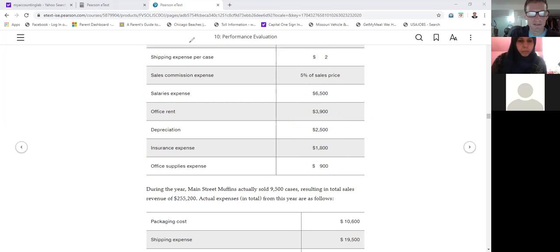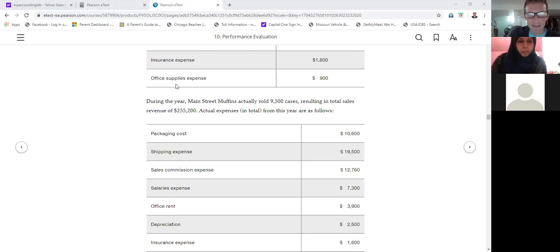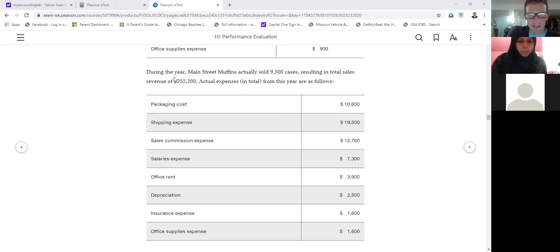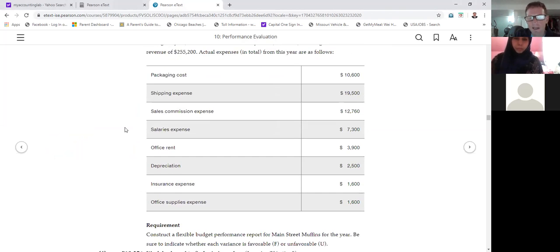But the other thing I'll mention is this first group of data is all your budget, okay? Then they give you a second group of data, and it says during the year, Main Street Muffins actually sold 9,500 cases. Again, notice you've got actually sold 9,500 cases, resulting in total sales of 255.2. Actual expenses are as follows. Everything here is actual, okay? So once you see that, you've got two groups of data here. You've got a budget, and then here's your actual results.